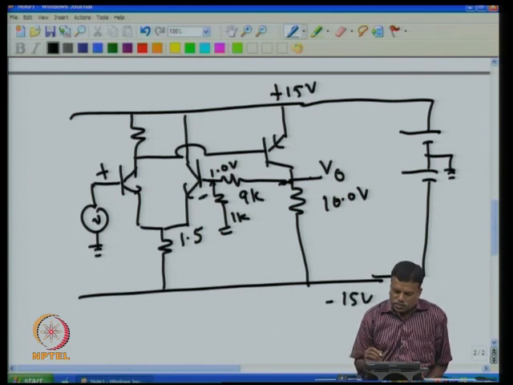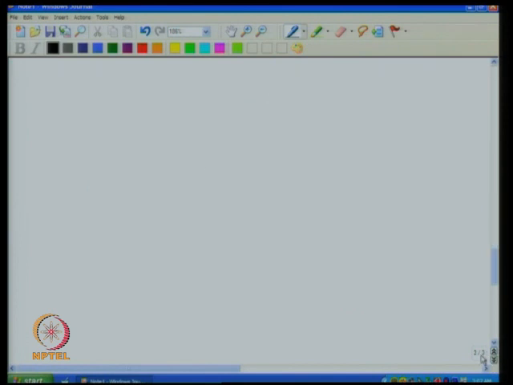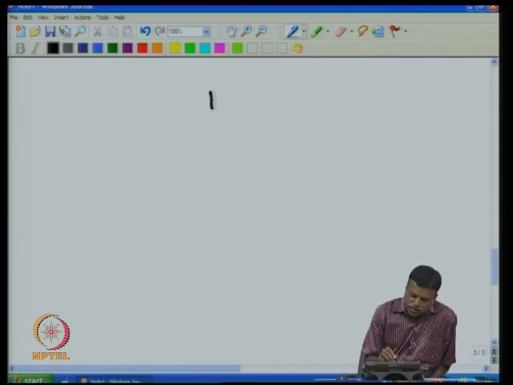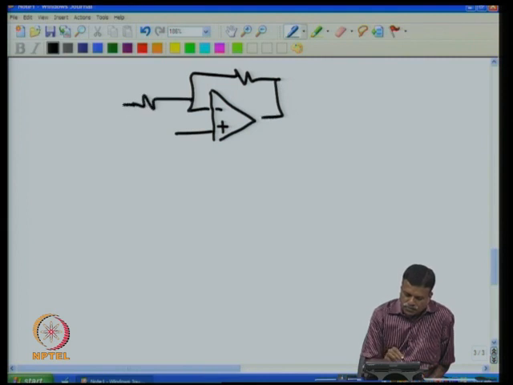If you recall the operational amplifier, the circuit looks like this. We can make it like this, plus minus, and we give the input and then take the output. We are giving the input here. I will show you in the next part. So, this same thing we can show. For example, here I show you the equivalent of that, and the signal is applied here.